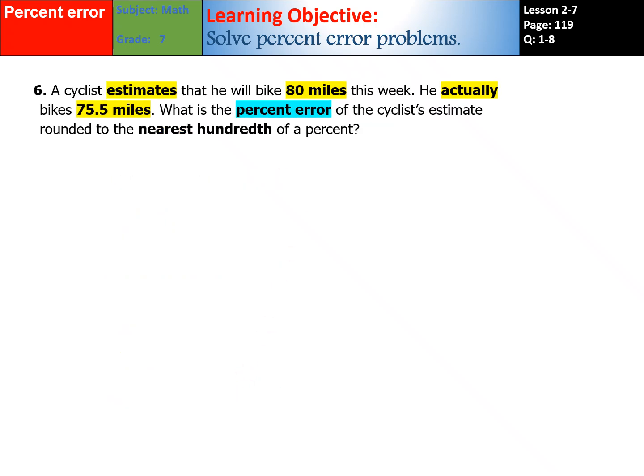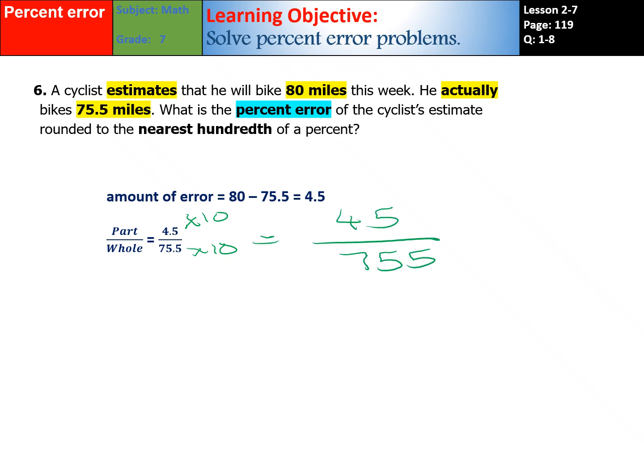A cyclist estimates that he will bike 80 miles this week. He actually bikes 75.5 miles. What is the percent of error? First step, 80 minus 75.5 will give you 4.5. Now we have 4.5 divided by 75.5. Again, I can see a decimal point, one digit place. So I will multiply it with 10.